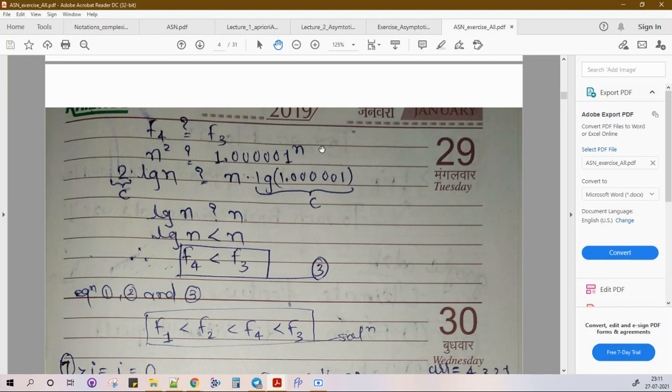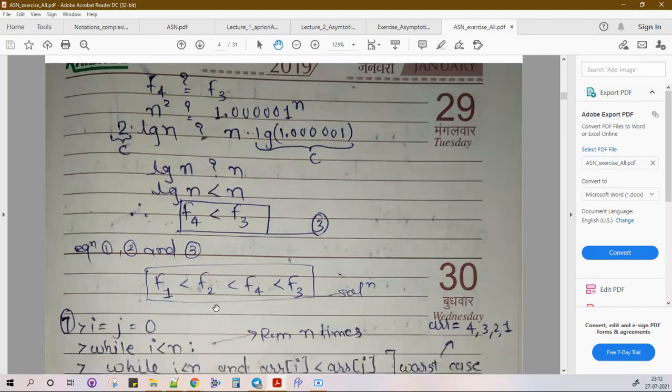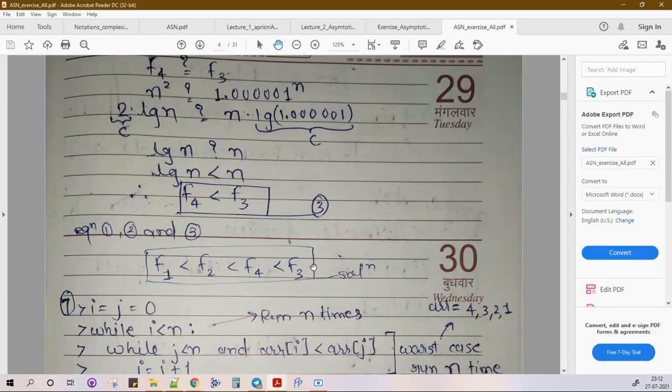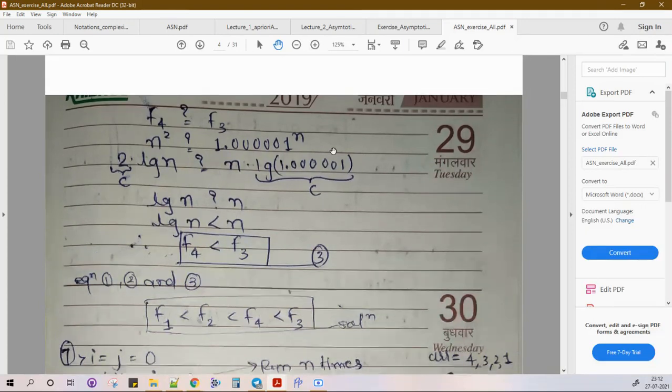1.00001. So this is constant, I can remove it, right? So I need to compare log n with n. So linear time complexity, logarithmic time complexity. So log n is less than n, correct? So f4 is less than f3, right? So now I know f1, then f2, then f4 and f3. So this is the solution, correct?